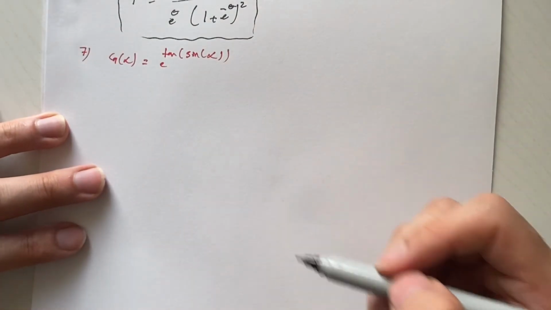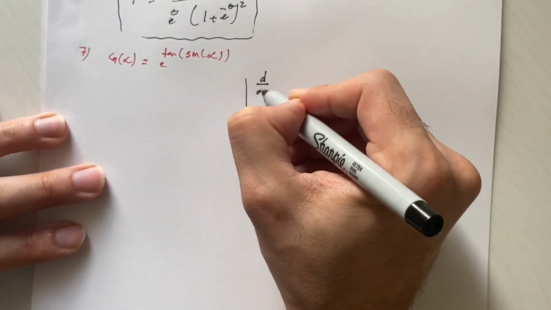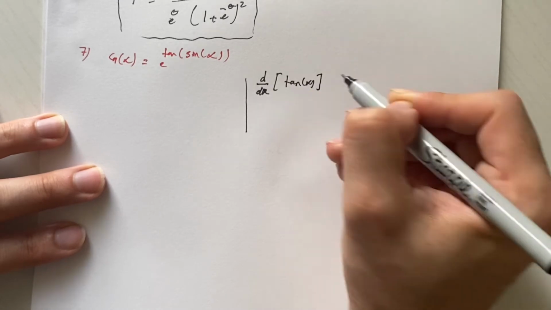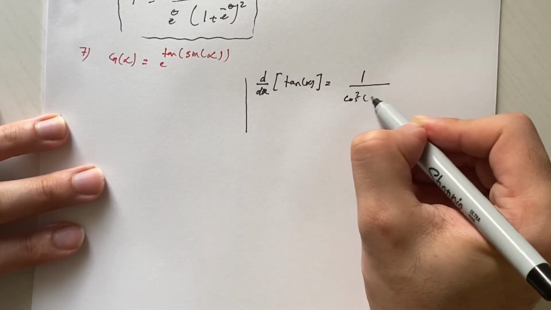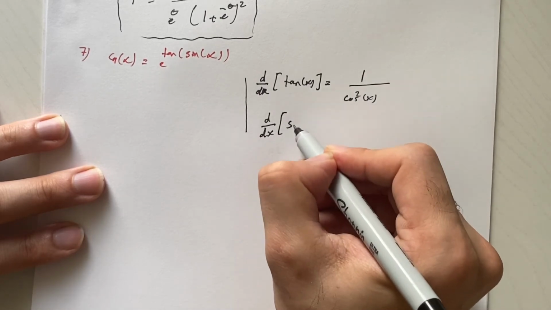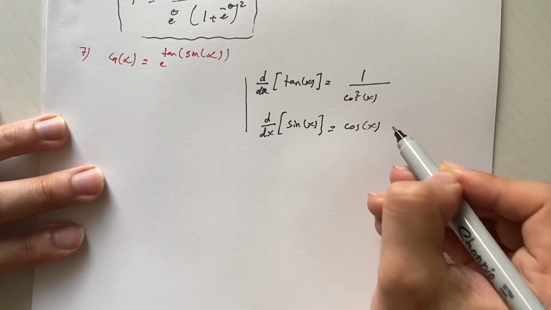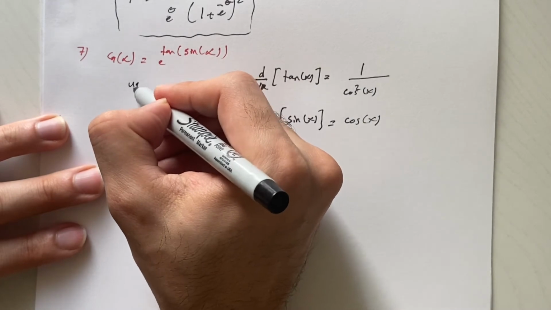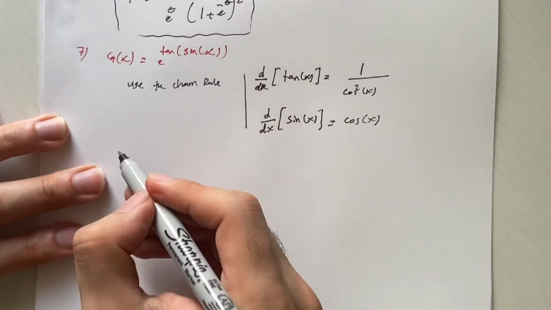Now we have this function g of alpha, and remember, since we are given tan and sine, the derivative of tan of x is 1 over cosine squared of x, and the derivative of sine of x is cosine of x. So we have to use the chain rule in here. First we'll take the derivative of e, and then tan, and then sine.